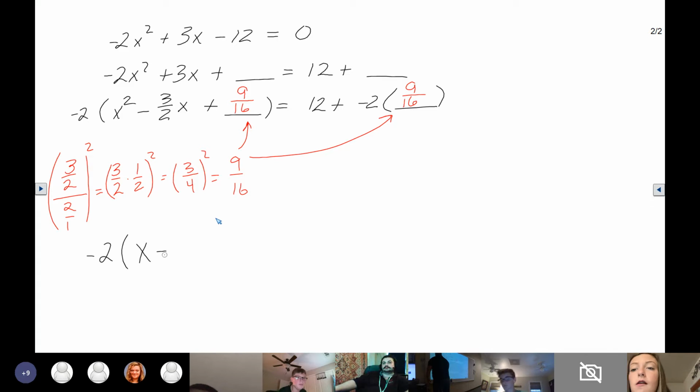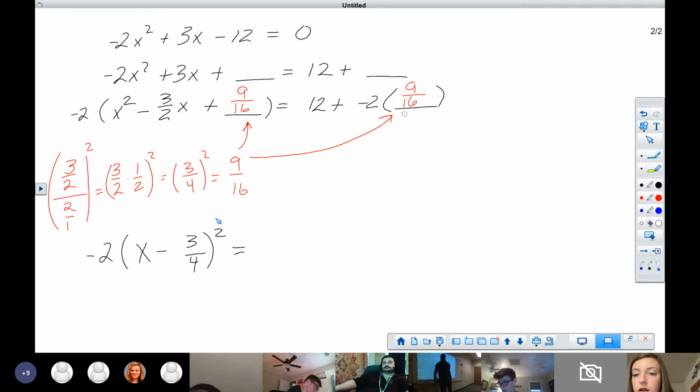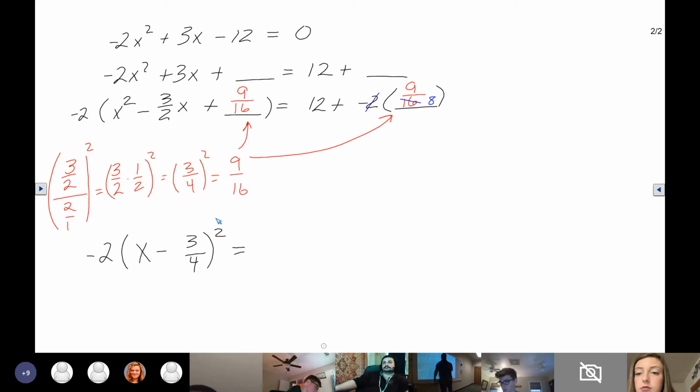times x minus 3/4 quantity squared is equal to, I'm going to take my blue pen and I'm going to do some canceling over here. That will do an 8. And 8 times 12 is what? 8 times 12 is 96, isn't it? I think it's 96, so this is going to be 96/8. So 96/8 minus 9/8 is what? 96 minus 9 is what? 87? Somebody help me out there.